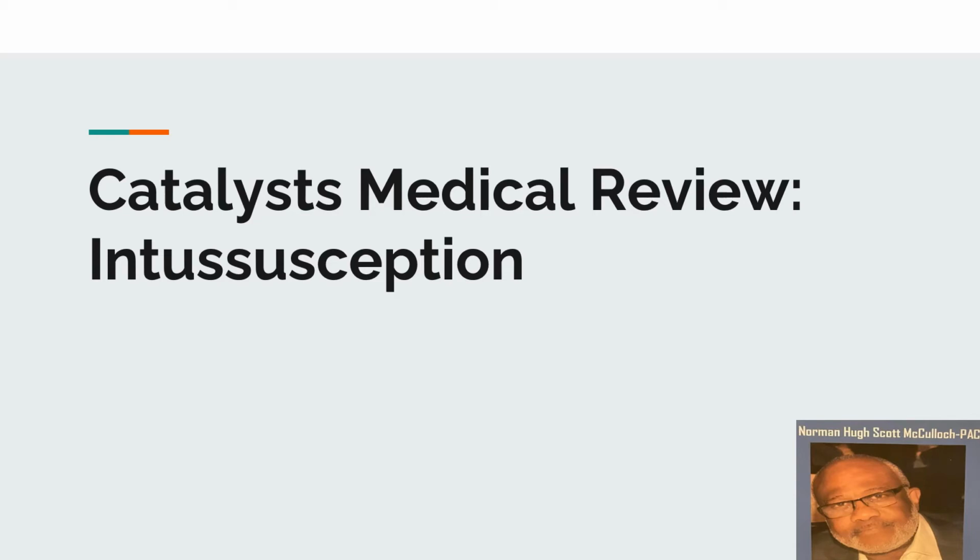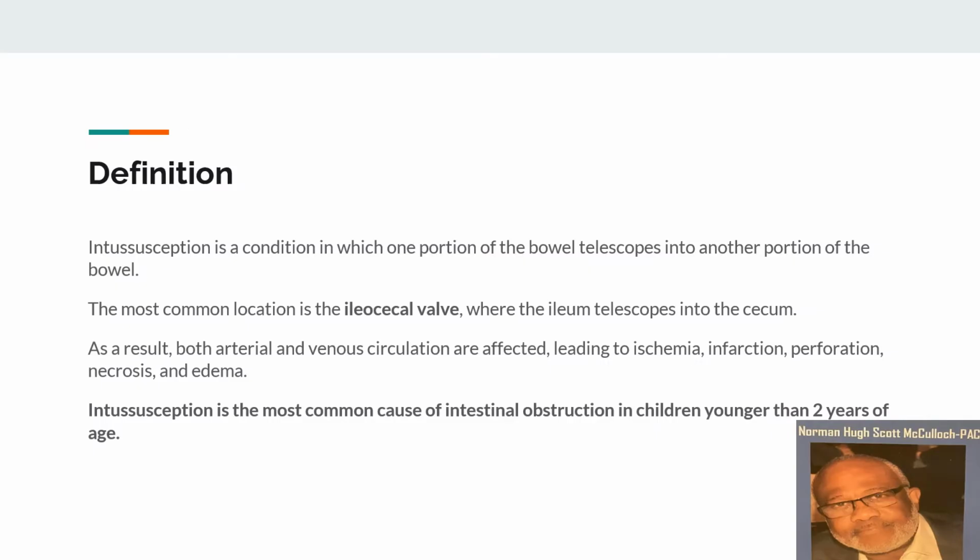Today we'll be talking about intussusception. Let's define it. Intussusception is a condition in which one portion of the bowel telescopes into another portion of the bowel. The most common location is the ileocecal valve, where the ileum telescopes into the cecum. As a result, both arterial and venous circulations are affected, leading to ischemia, infarction, perforation, necrosis, and edema.